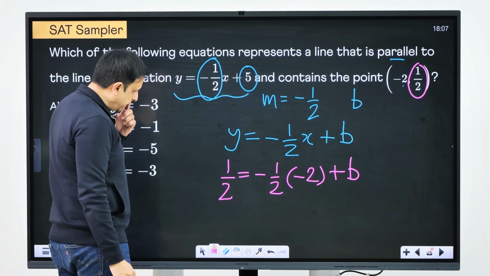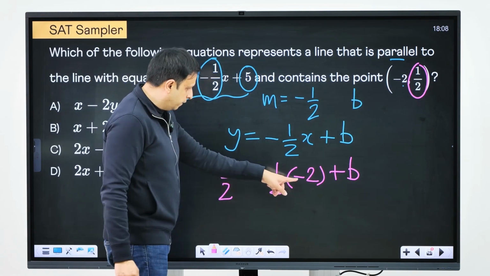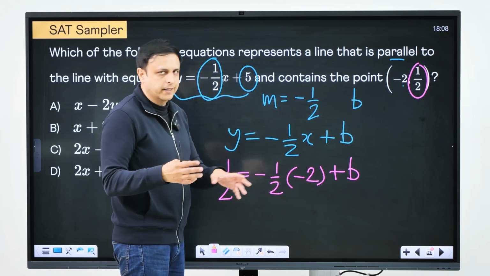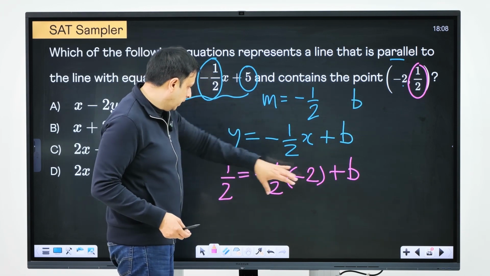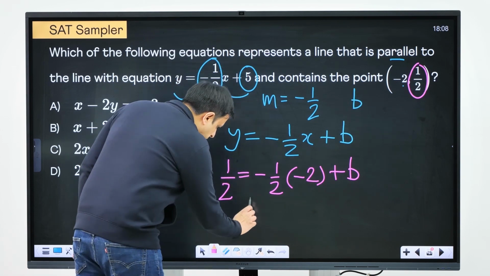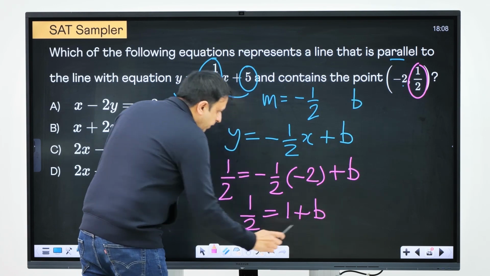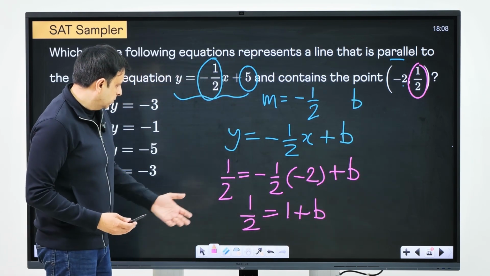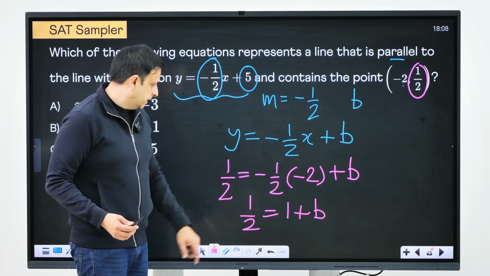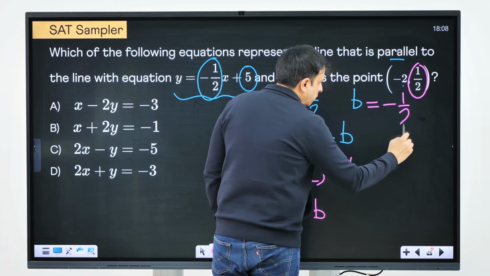Alright, so what do we get here? This product will be, the negatives multiply to a positive sign, and we have 1 over 2 times 2, that is 1. So we get 1 over 2 is equal to 1 plus b. Now let's isolate b, subtract 1 on both sides. We get negative 1 over 2 on the left side is equal to b. So b is equal to negative 1 over 2.